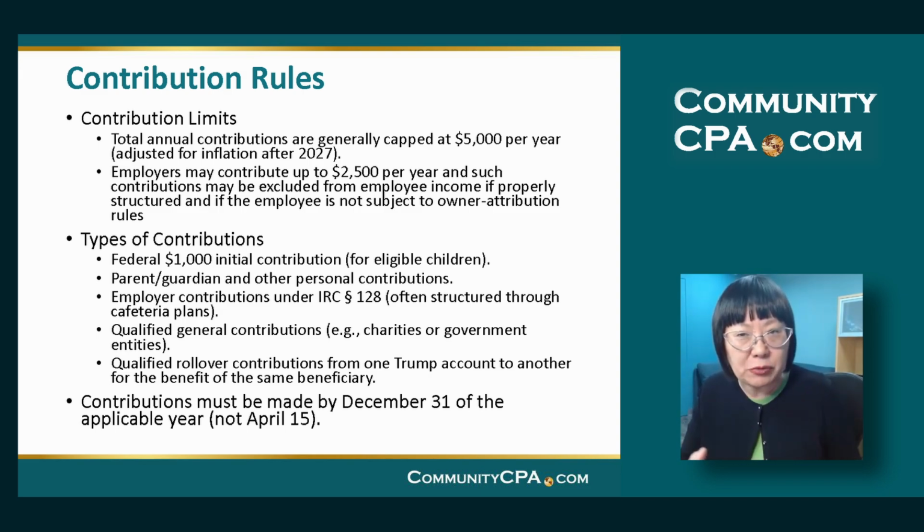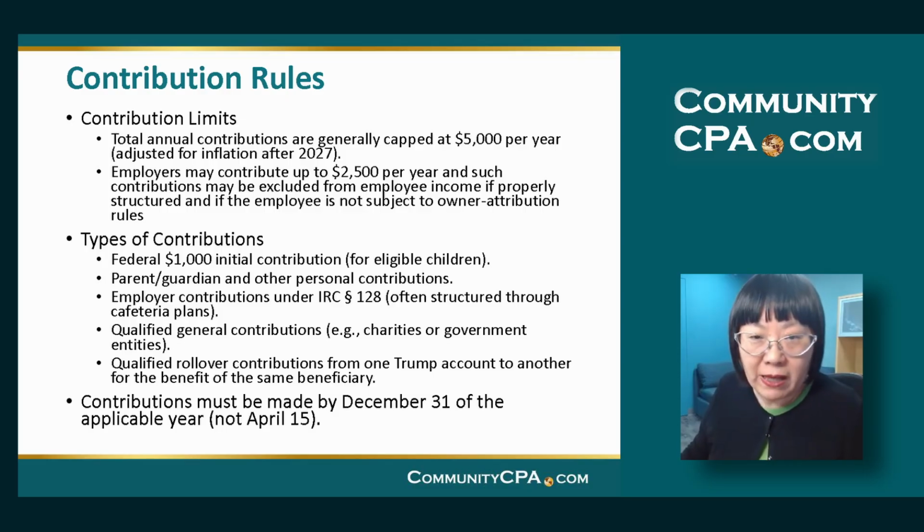So maybe you open up two Trump accounts for the same individual, but the $5,000 rule applies for each one. So you can combine them if you have two, but you do not go over that $5,000 per year and per kid.